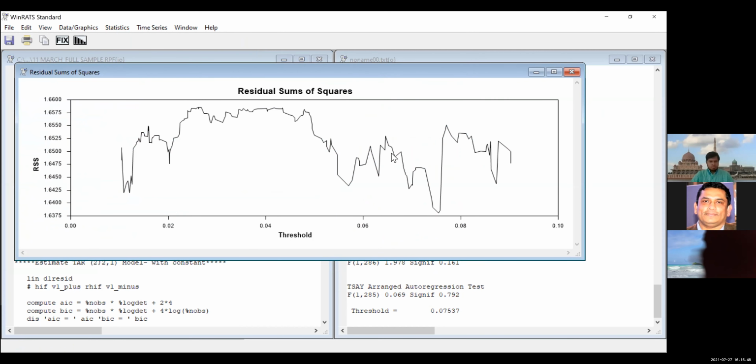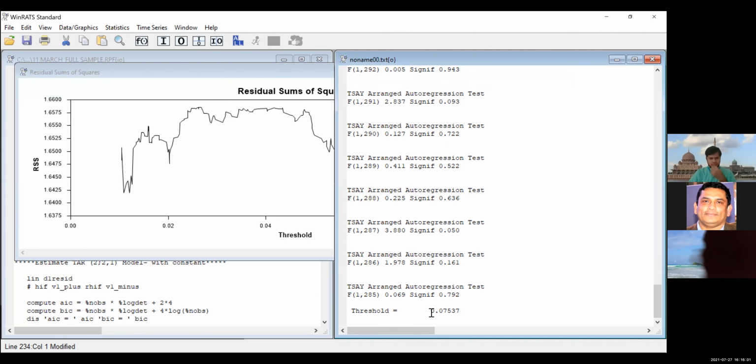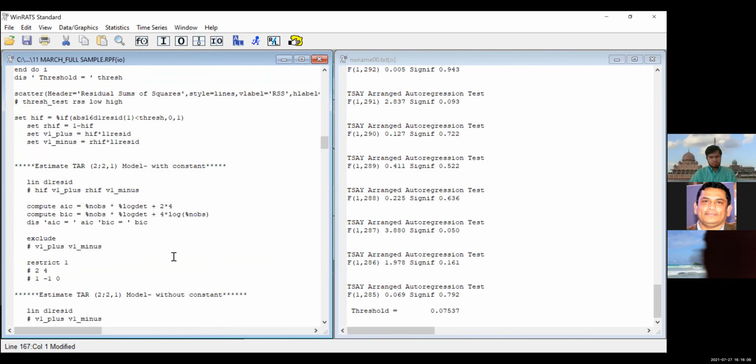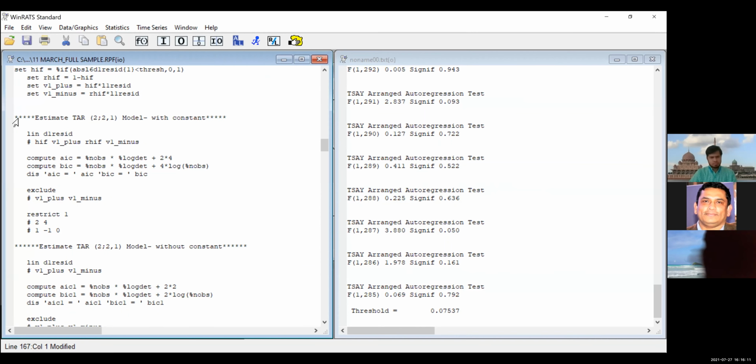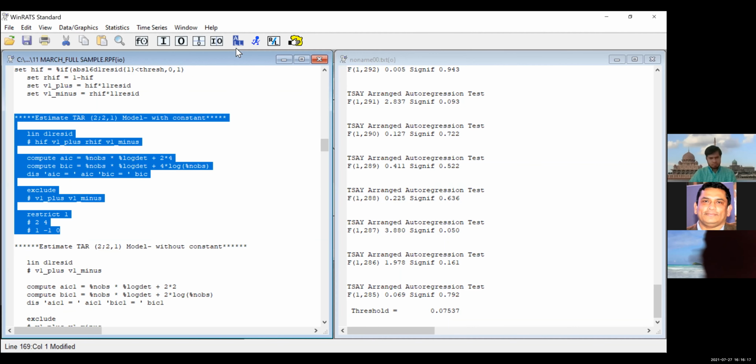So you see that now I said that sum of square error is at the minimum level. So here, this is the minimum one, right? Here is the minimum one, like 0.08, and you see the text written is threshold is 0.07537. And then we now estimate the TAR model with constant, and then we decide whether it's the TAR model or the MTAR model.